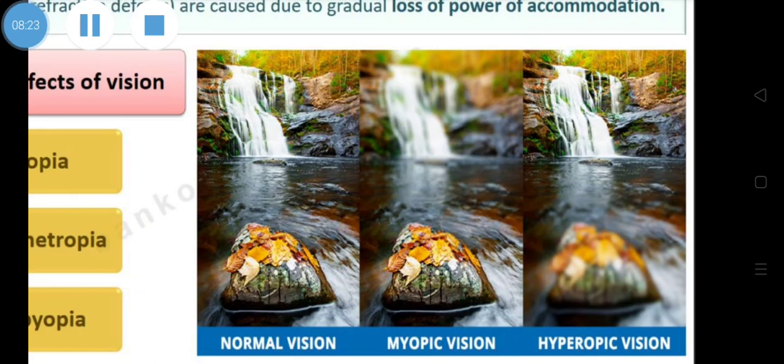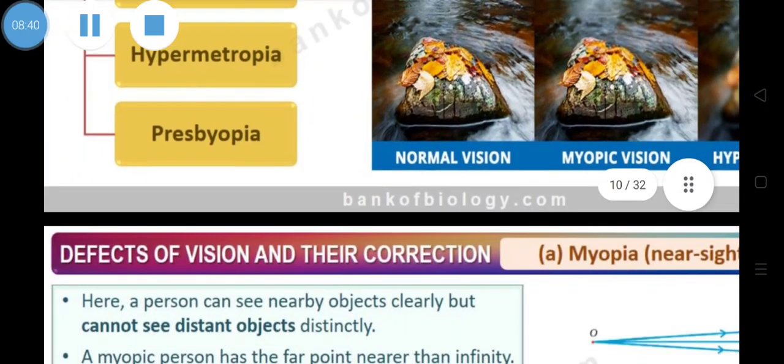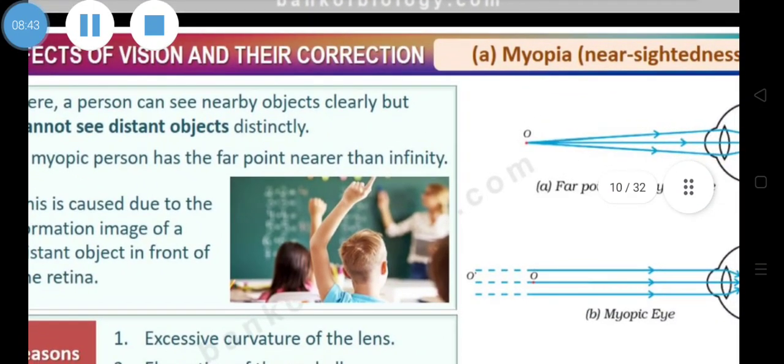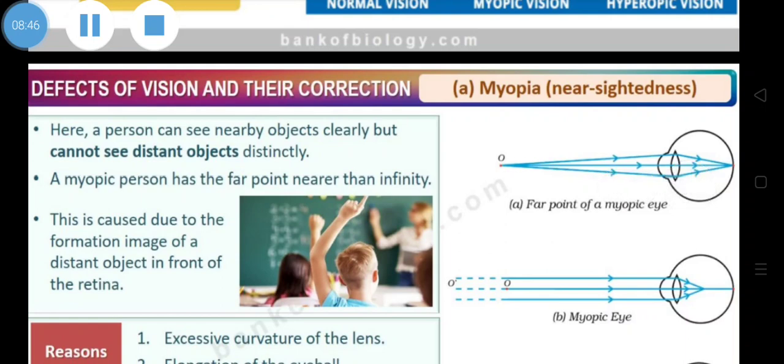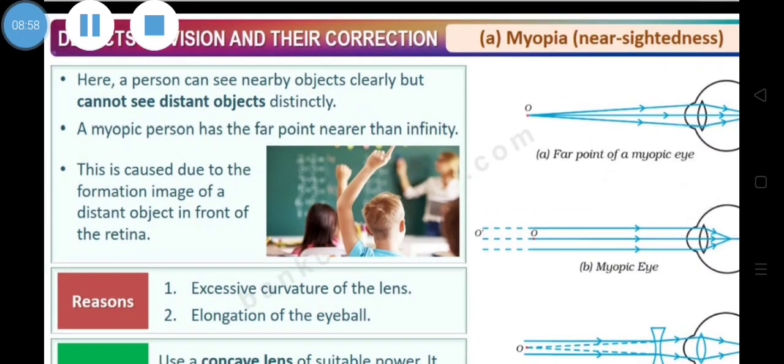In myopia, we can see short distances very clearly, whereas long distances are not clear. In hypermetropia, the short distance is blurred and the long distance is very clear. Myopia means nearsightedness, so a person can see nearby objects clearly but cannot see distant objects, and a myopic person has the far point nearer than infinity.